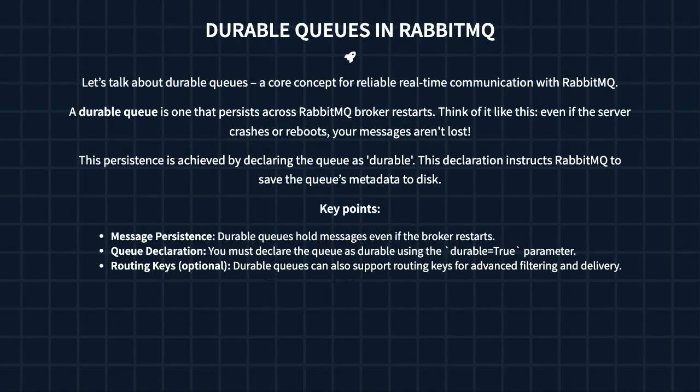Okay, let's dive into durable queues in RabbitMQ. Essentially, a durable queue is like a really reliable inbox. Even if the server takes a nap, your messages aren't lost. It works by telling RabbitMQ to save information about the queue on disk, so when it comes back up, it knows exactly where to find those messages. You declare a queue as durable when you create it, and that ensures its persistence. They're super important for building robust real-time systems.